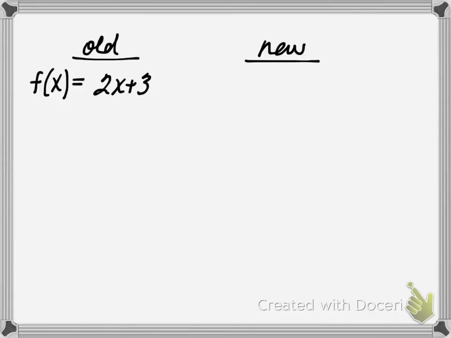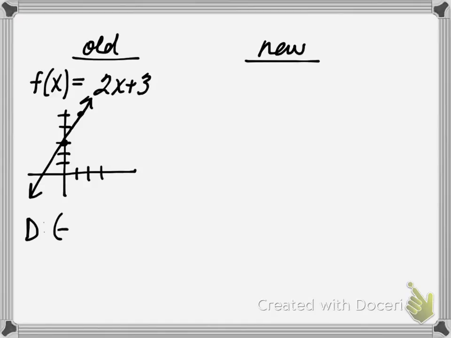We know that graphically this would represent a line with a y-intercept of positive 3 and a slope of positive 2. So from our y-intercept we'll go up 2, right 1, and we could continue doing that, and that's how we would graph our line. The domain for this function would be all real numbers, because x could be any value.